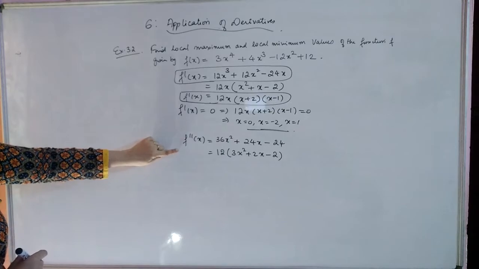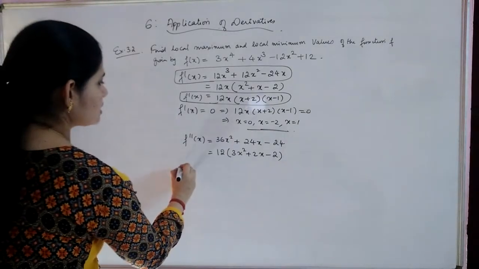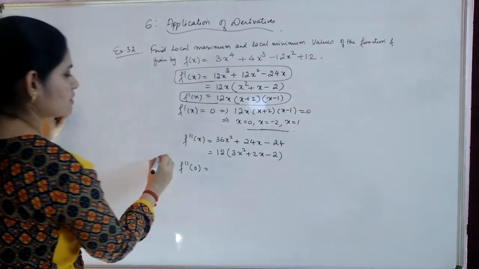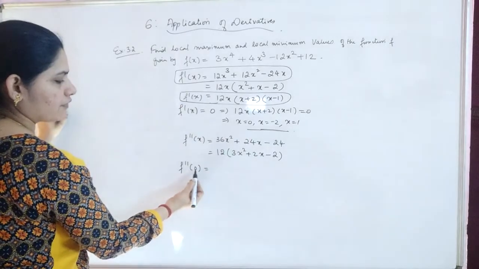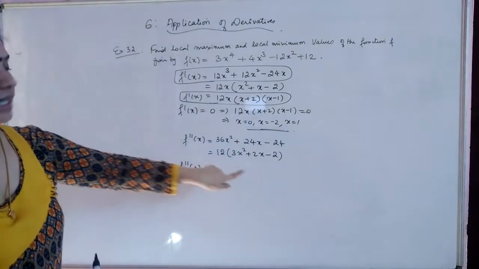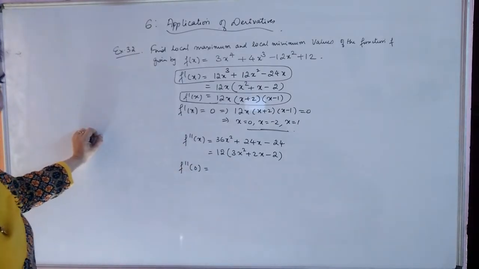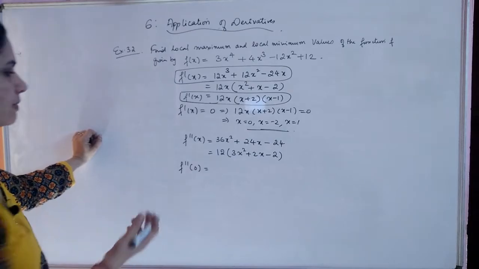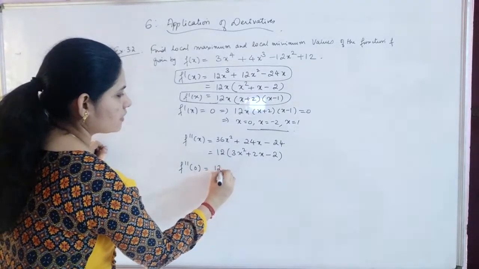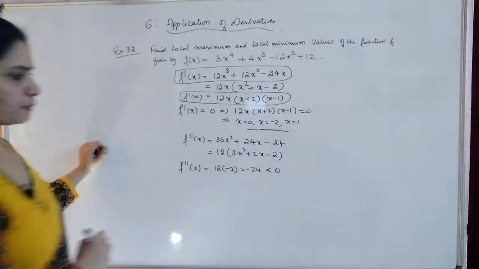Now for this f double dash of x, we have to check for each point. That is, for x equal to 0, f double dash of 0, what will happen to it? If you are getting this to be greater than 0, then it is a point of local minima, opposite. Okay, greater than 0, minimum; less than 0, maximum. So f double dash of 0 will become what? You will get 12 into minus 2 only. So it is less than 0.